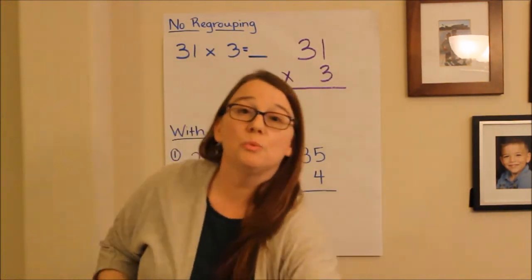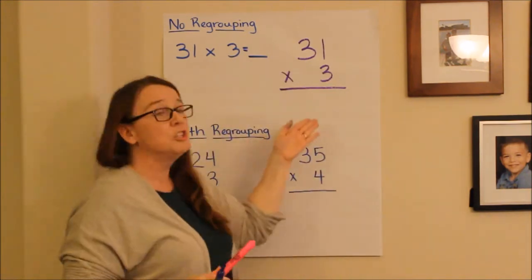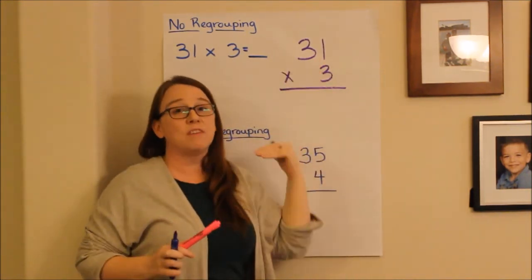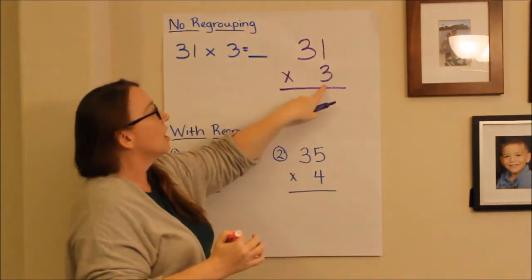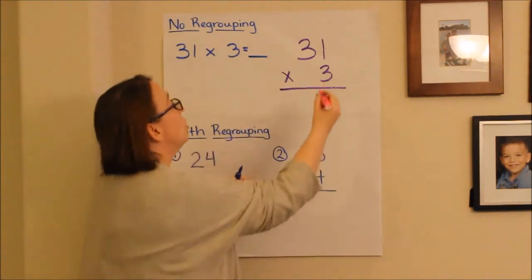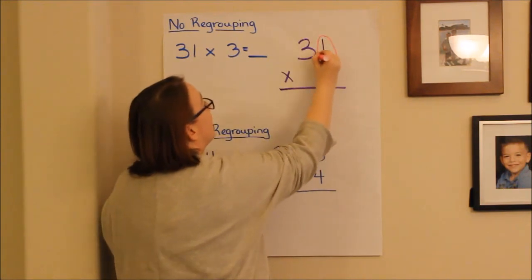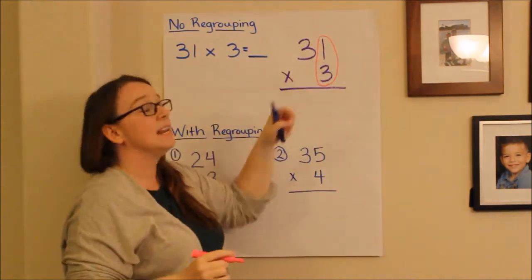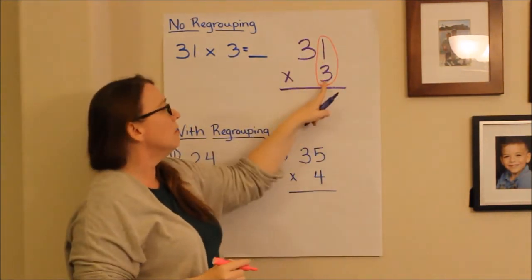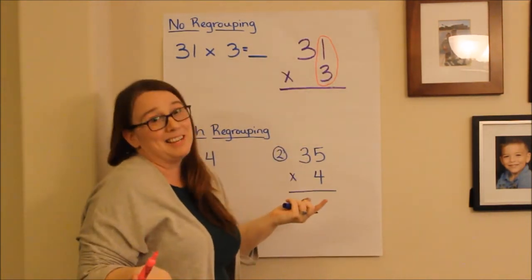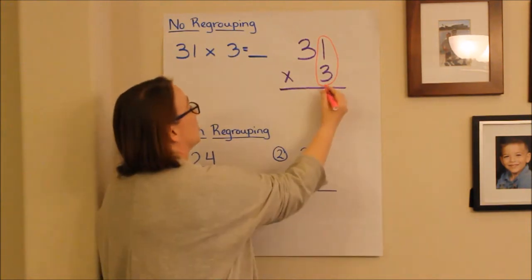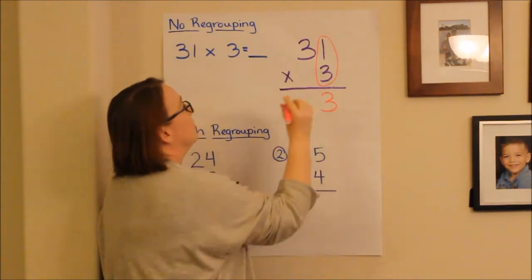What we're going to do with this method is multiply each place value at a time. So let's start with our 3. I'm going to multiply my 3 times the 1 in the ones place. Well, what is 3 times 1? That's easy, right? 3 times 1, of course, is 3.